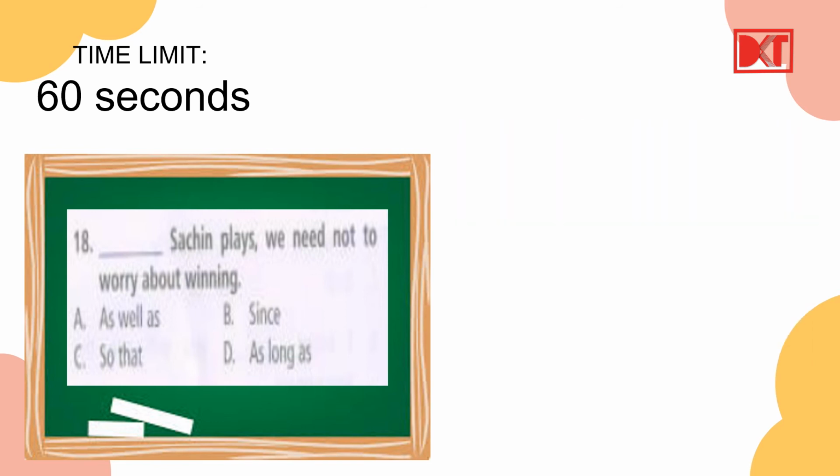Okay, next, dash Sachin plays, we need not to worry about winning. As well as Sachin plays, since Sachin plays, so that Sachin plays, or as long as Sachin plays. Correct answer is D. As long as Sachin plays. Why? We're talking about a certain time duration that as long as Sachin is playing, whatever time Sachin is playing, we don't have to worry about winning. All right.